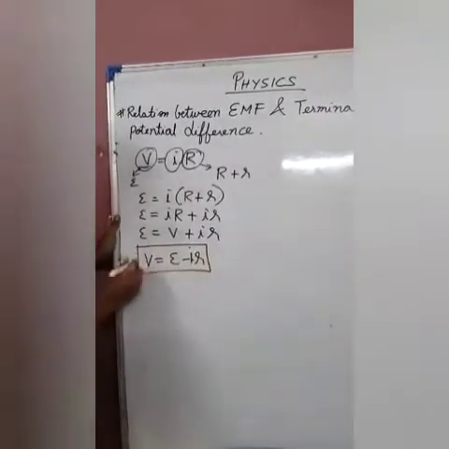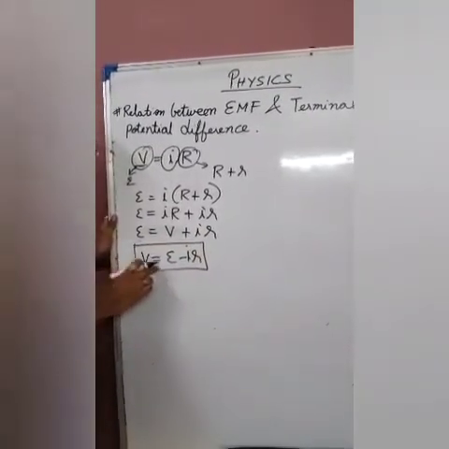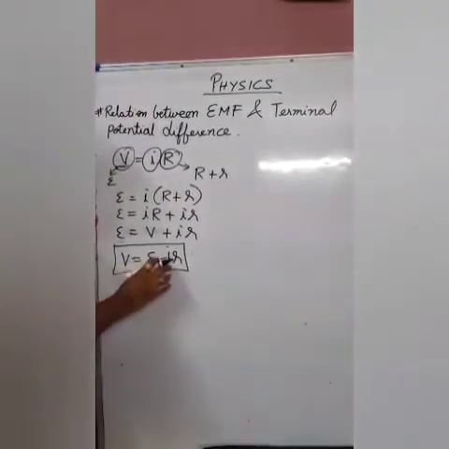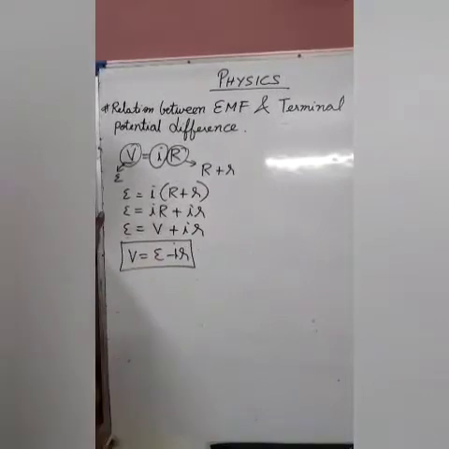This is your expression for terminal potential difference, that V is equal to E minus Ir, where V is terminal potential difference, E is EMF, I is current, and small r is internal resistance.